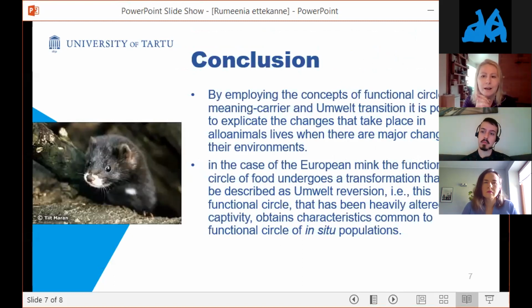Even though I tackled only one of the functional circles, I can probably say that through the analysis of umwelt, when we employ the concepts of functional circle, meaning carrier, and umwelt transition, it is possible to explicate the changes that take place in animals' lives thanks to their agency. And I think that we have revealed that in the case of the European mink, the functional circle of food undergoes a transformation that can be described as umwelt reversion. And I think I will leave it at that, so you will have time for questions.